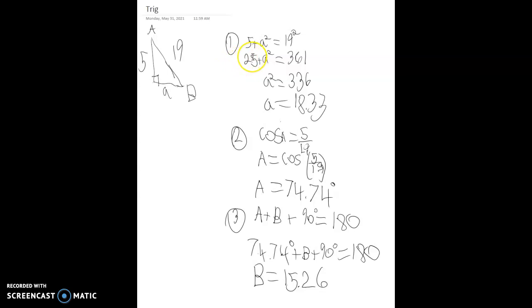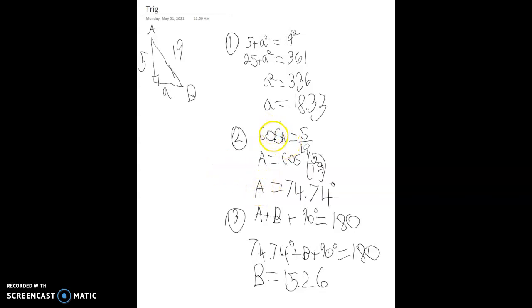Then we expand to 25 plus A squared equals 361. Then we simplify, bring the 25 across, and then it is A squared equals 336. Then we use the square root of 336, and then we get A equals 18.33.